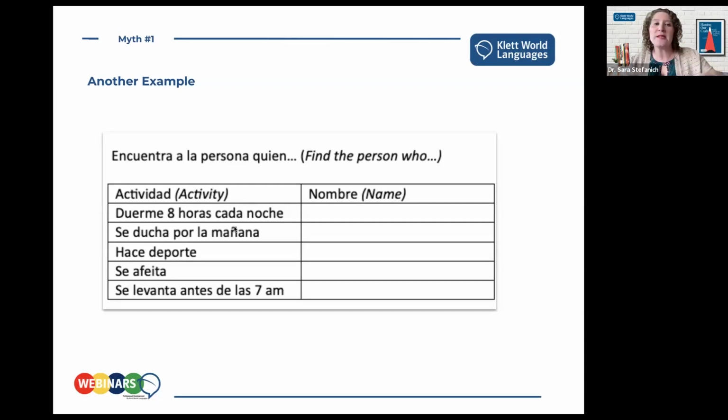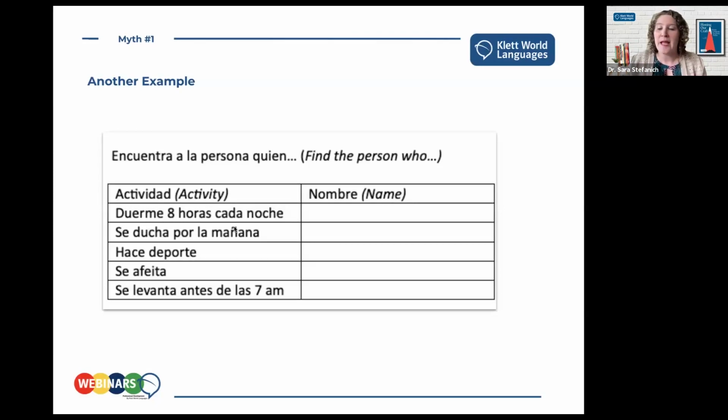And so then when you're coming back together with your class at the end and you're like, okay, who sleeps 8 hours every night? And you say, Juan, who did you put down? And he said, I put down Maria. And then you're like, Maria, you sleep 8 hours? And she's like, no, of course not. And then you're like, but what happened there, guys? So again, a lot of speaking might be happening, but maybe very little communication is happening in this type of activity.